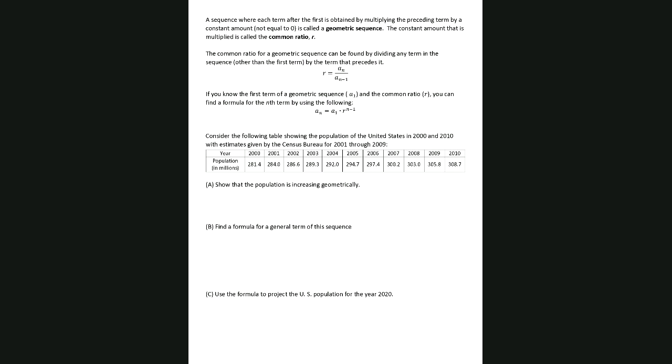All right, so the first thing that it asks you to do is to show that the population is increasing geometrically. If I want to show that this is increasing geometrically, all I have to do is find a common ratio. Find a common number that each term is multiplied by. So I'm just going to take a couple. You could do as many of these as you like. I'll take a couple.